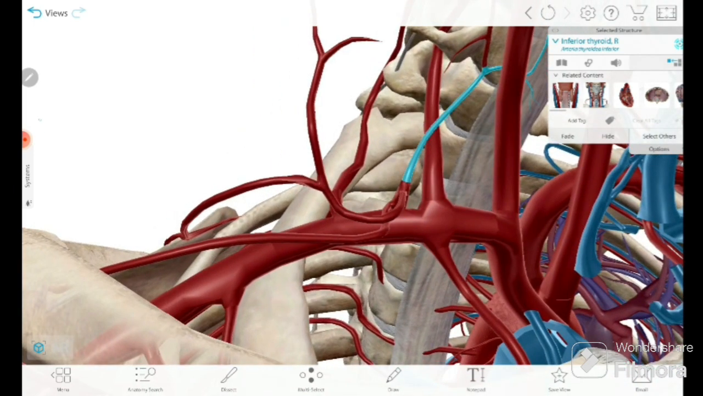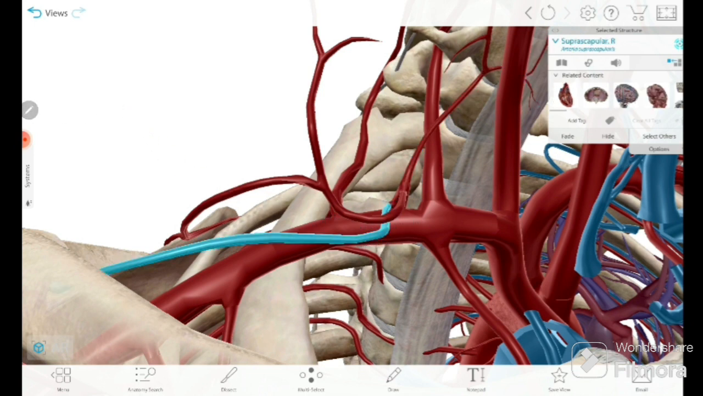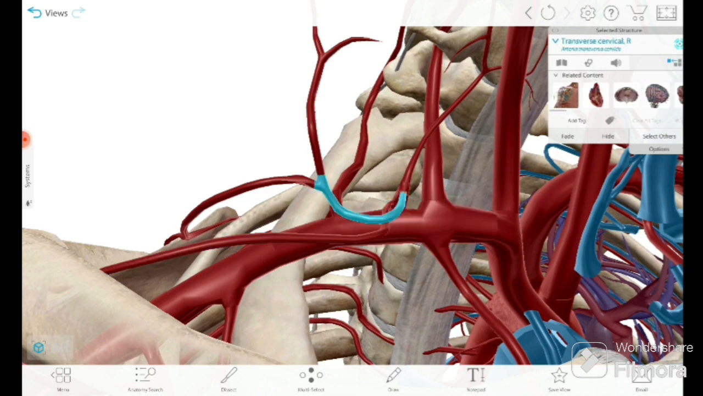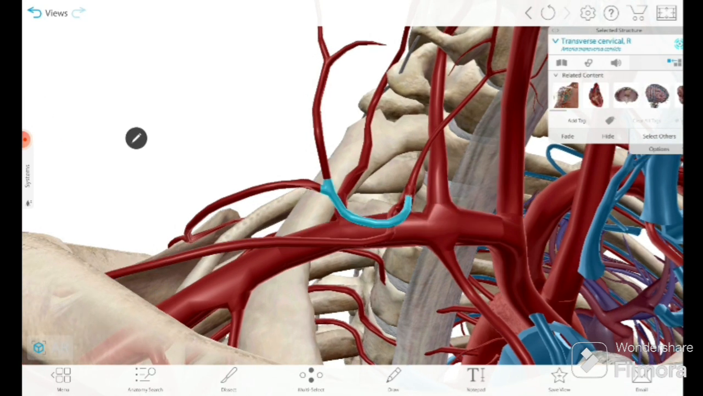Then we have the transverse cervical artery. So this over here is the transverse cervical artery. It is traveling transversely in the cervical region, so its name does make sense. One branch arises from the transverse cervical artery which descends over the scapula dorsally. So this is the dorsal scapular artery.